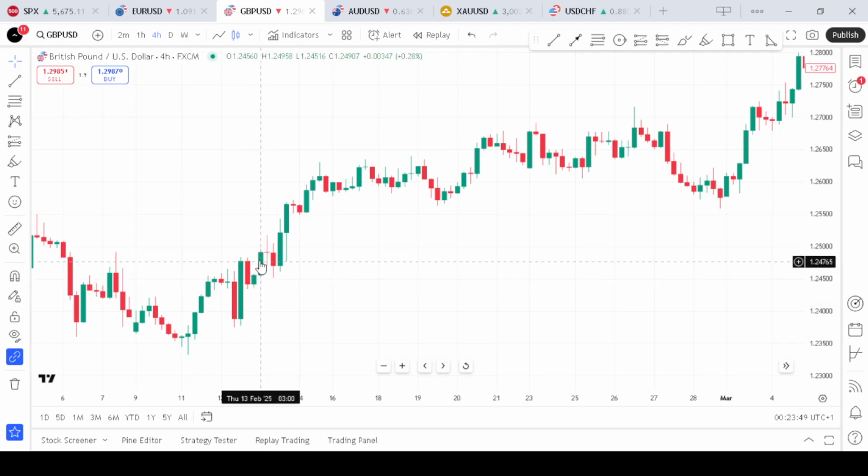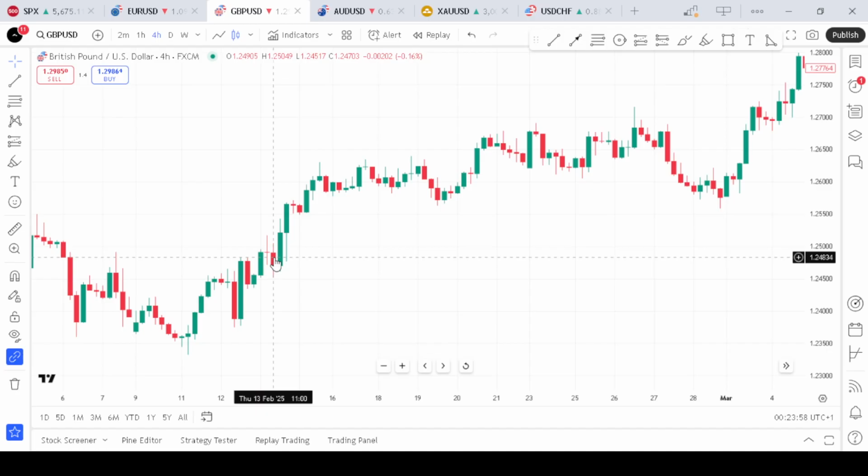These tiny lines you can see extending from the body are known as the wick, and they represent the highest or lowest price reached during that period.